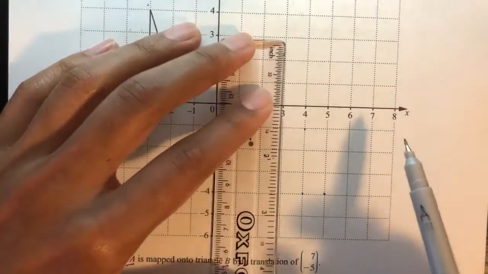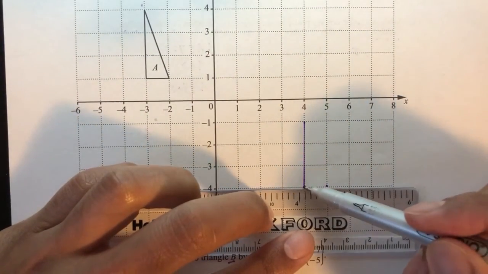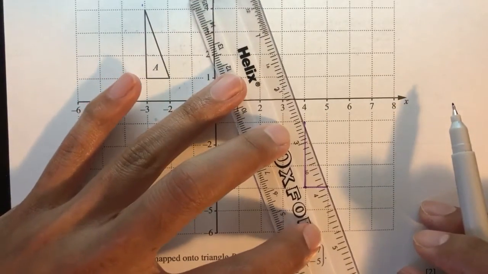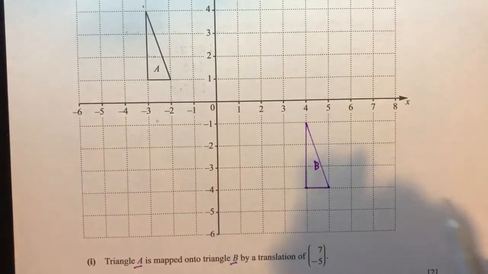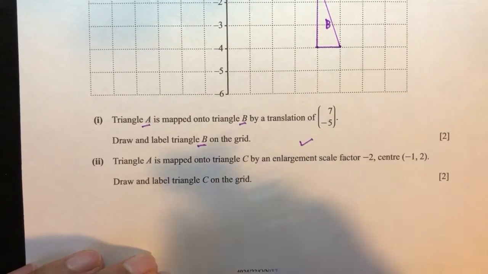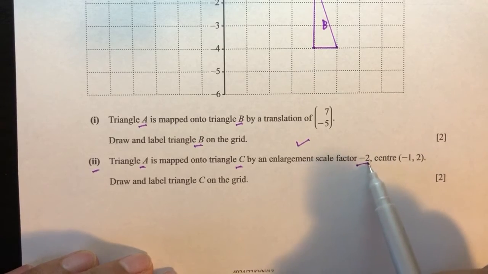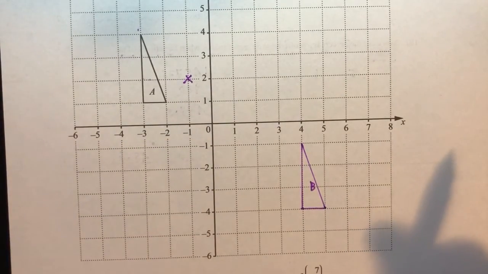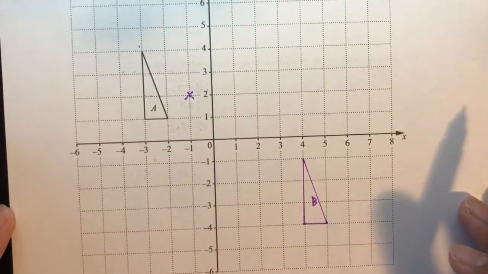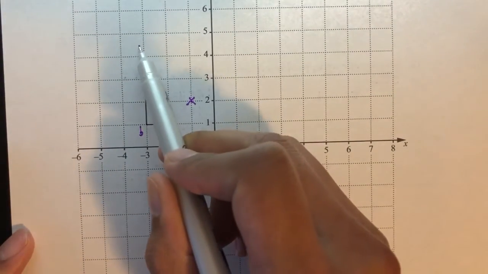So joining everything together, we will have triangle B. This will be this side, joining this one and this one. Then this will become triangle B. That is part A done. Now part 2, triangle A is mapped onto triangle C by enlargement with scale factor of minus 2, center (-1, 2). Center (-1, 2) will be here. That's the center. And we have to draw the triangle A with an enlargement of scale factor minus 2. So first step, let's label all the points. This is point A, point B, and point C.